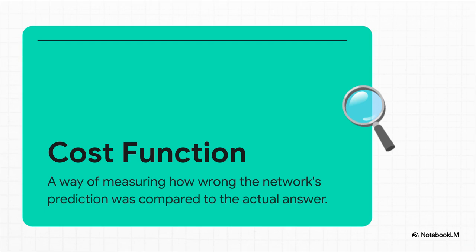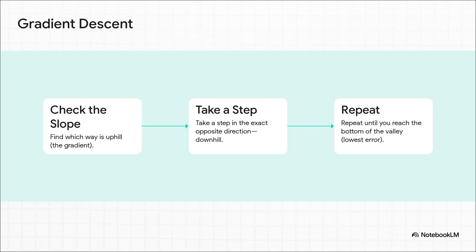Honestly, the best way to think about it is like a report card. It compares the network's guess to the actual right answer and spits out a single number, a score for wrongness. The whole goal of training is just to get that cost score as low as you possibly can. So how do we lower that wrongness score? Well, we use this beautiful little algorithm called gradient descent.